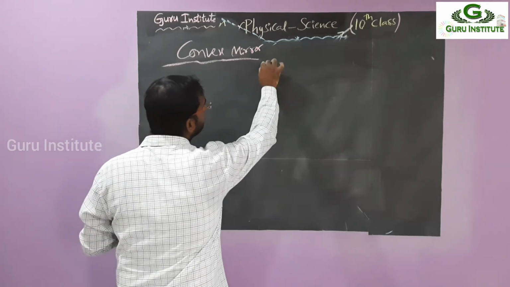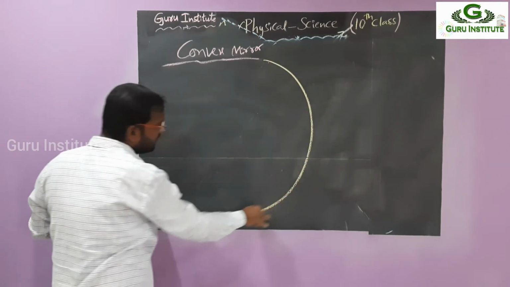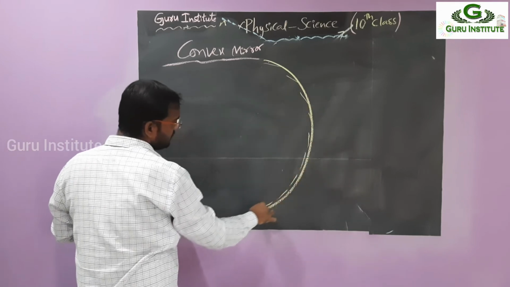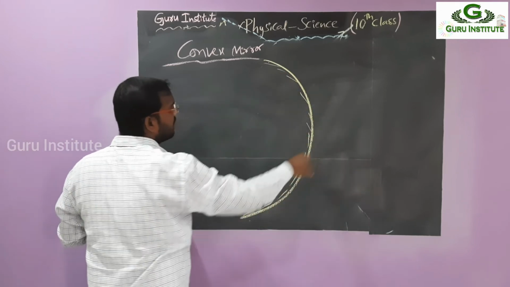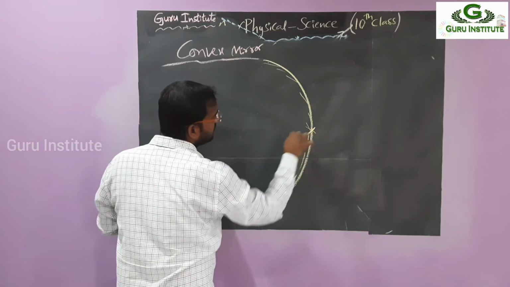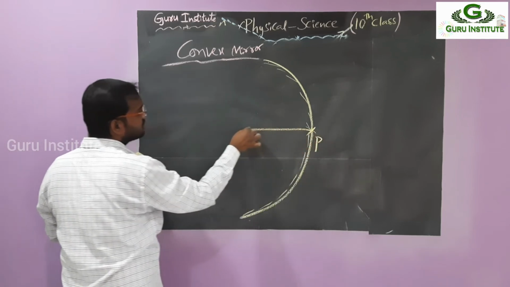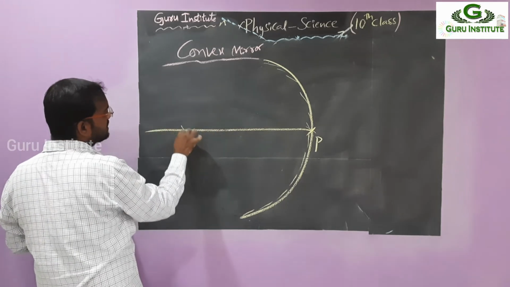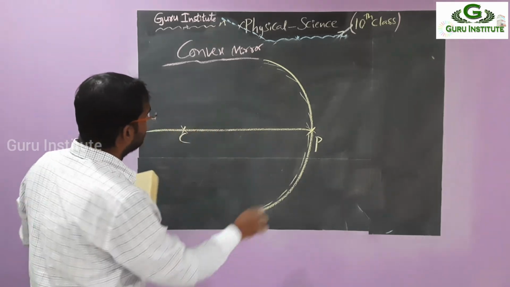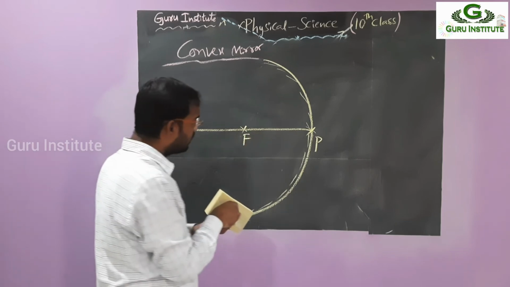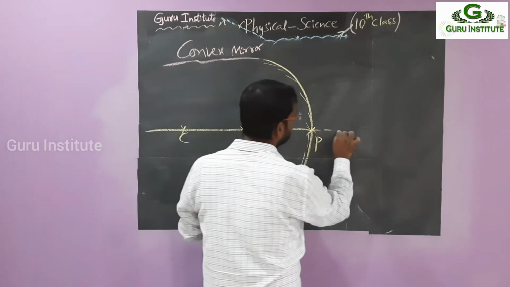So what is that one? Again, take a clear picture. For a clear picture, I am drawing it in large size. You can draw it small also for your understanding. So this is the pole. This is the center of curvature. Randomly we take the middle point as the focus. Now you can extend this one.